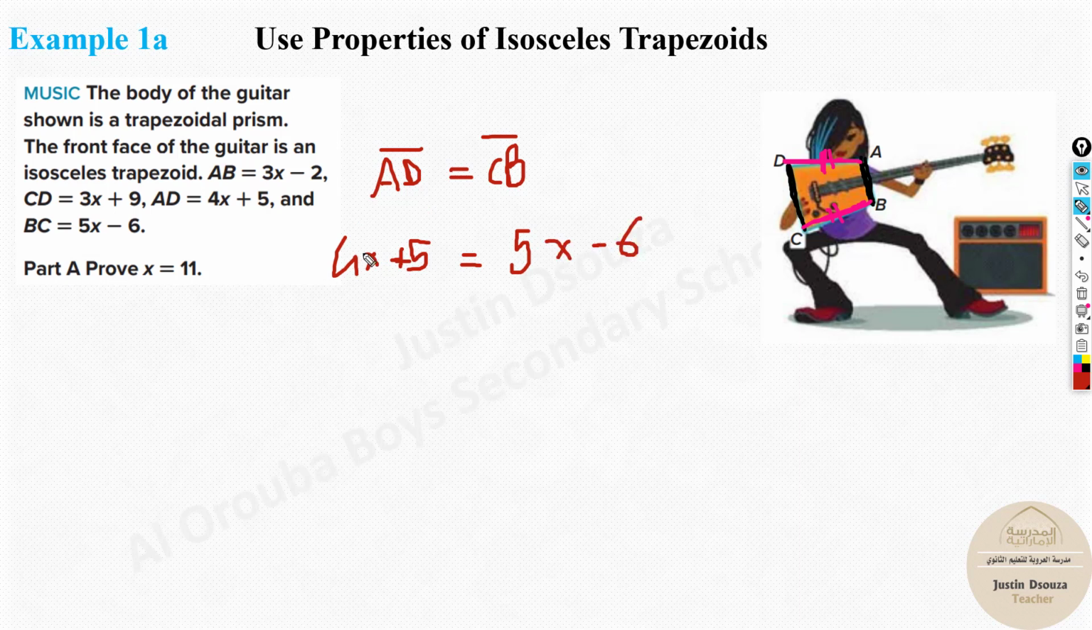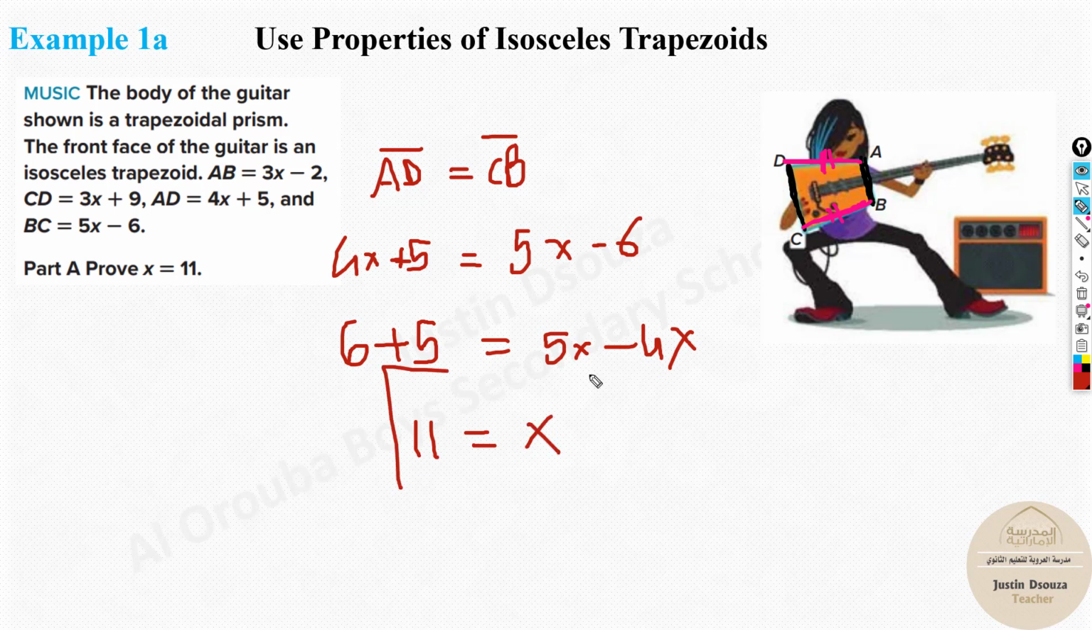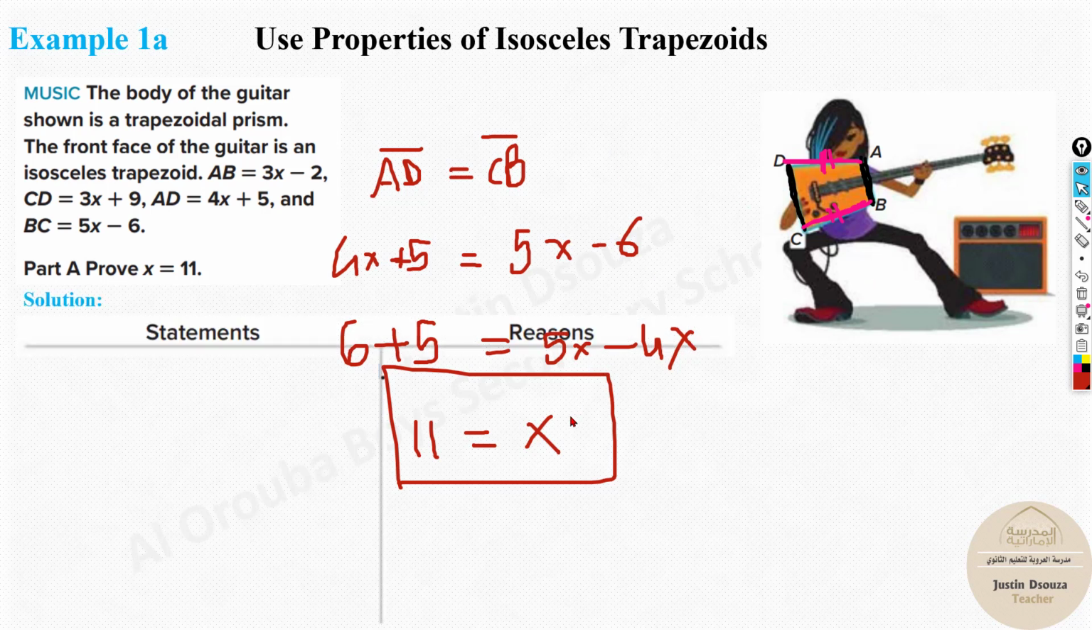Now solve this. 4 is smaller than 5, so 4x is smaller than 5x. Take it to the other side and the numbers to the other side. This becomes 6, minus becomes plus. 6 plus 5 equals 5x minus 4x. Add this up, it will be 11 equals 1x. This is the answer. x equals 11, hence proved, just by a simple thing.